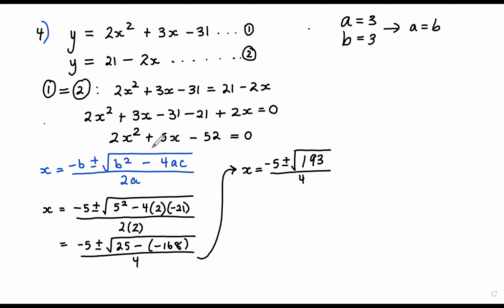So it'll be minus 5 plus or minus. Well, this would be minus 5, but that wouldn't change it because minus 5 squared and positive 5 squared is still 25. So you'll end up with 5 squared minus 4 by A, which is 2, by C, which is, that's the mistake. Here's the mistake. I put minus 21. C is minus 52. There we go.